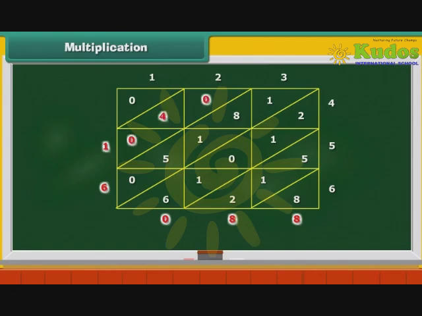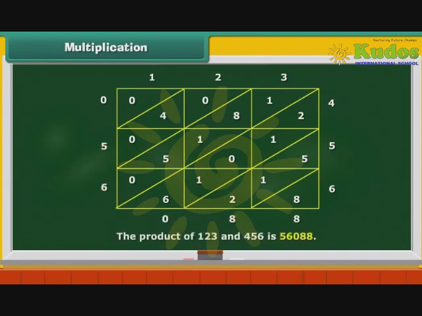It has 3 elements: 0, 4, and 0. Their sum is 5, including the carry over 1. Write 5. The last diagonal has only one element: 0. Write 0. Read the digits from top to bottom: 056088. Therefore, the product of 123 and 456 is 56088.